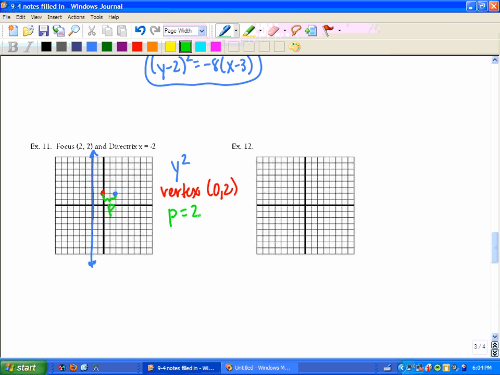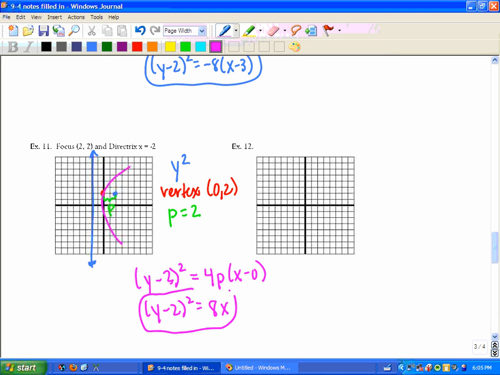So putting it all together, what we know, our parabola is going to open to the right. And so if we put in our vertex, that would be y plus 2 squared. Actually, it's going to be y minus 2 because it is opposite in here. So it'll be y minus 2 squared, and then equals 4p times x minus 0. And so if we put in our p-value, that's going to be 8, and if you just want to simplify that to x, you can. So this would be the equation that comes from all of those parts and pieces.